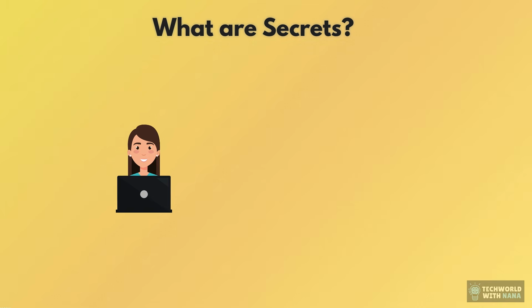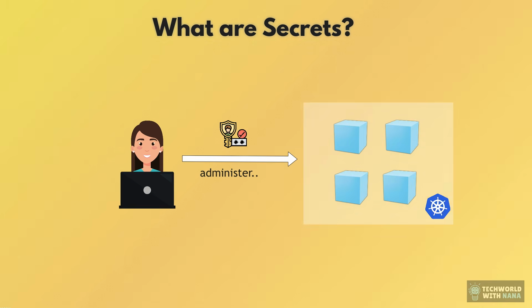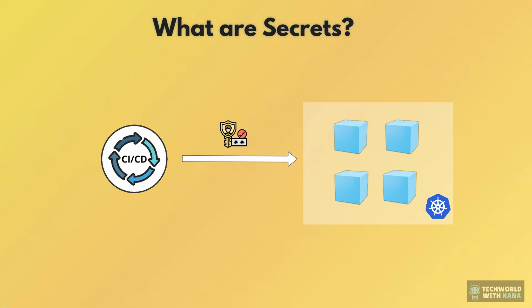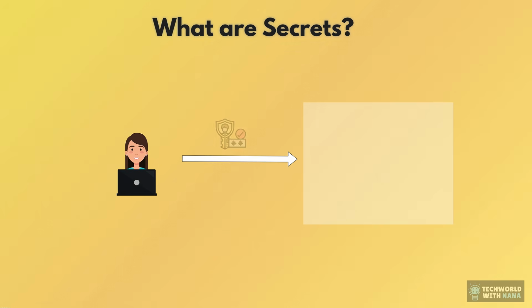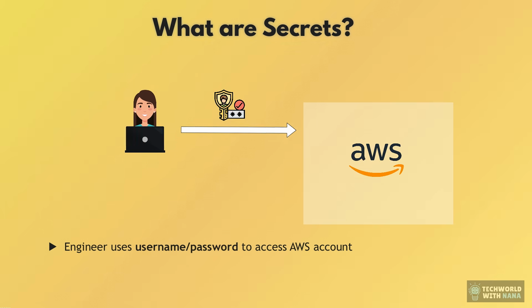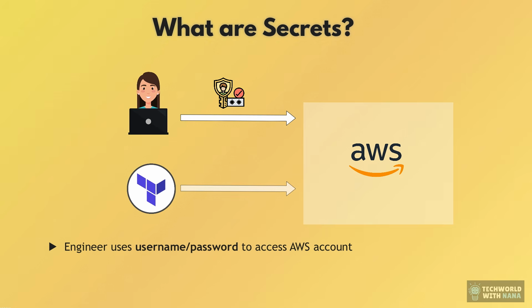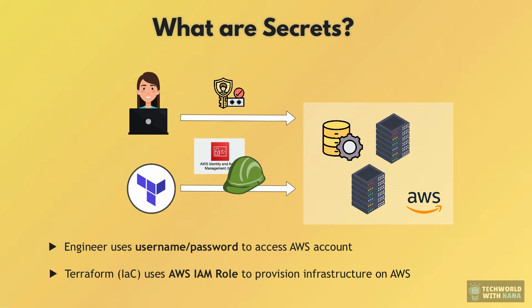For example, I as an engineer need to access a Kubernetes cluster to administer it or troubleshoot some issues. And a CI/CD pipeline, which is a system user, needs access to the cluster in order to deploy and run pods inside. Or another example, I as an engineer would have my user credentials to access an AWS account, but Terraform needs its key pair or role credentials to provision infrastructure on AWS.